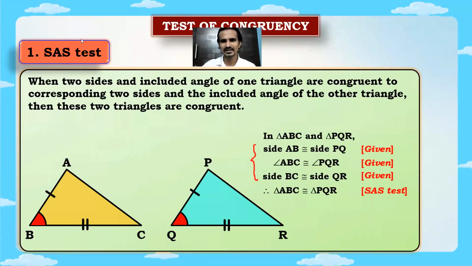Okay, so after writing 3 equal parts, we can say that the two triangles are congruent by SAS test. Okay. All right.